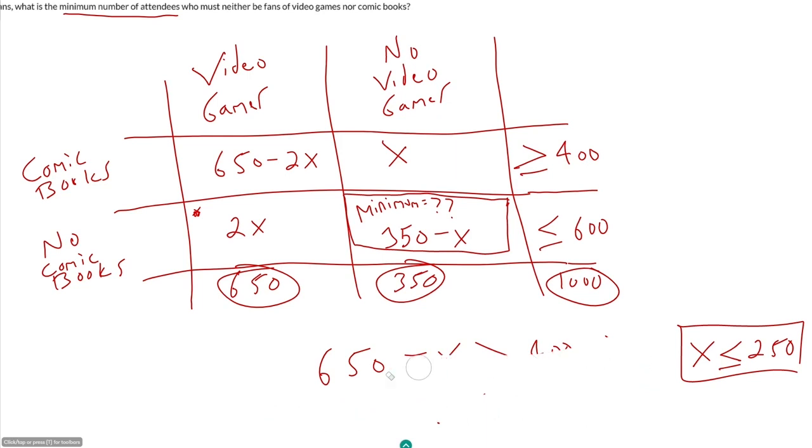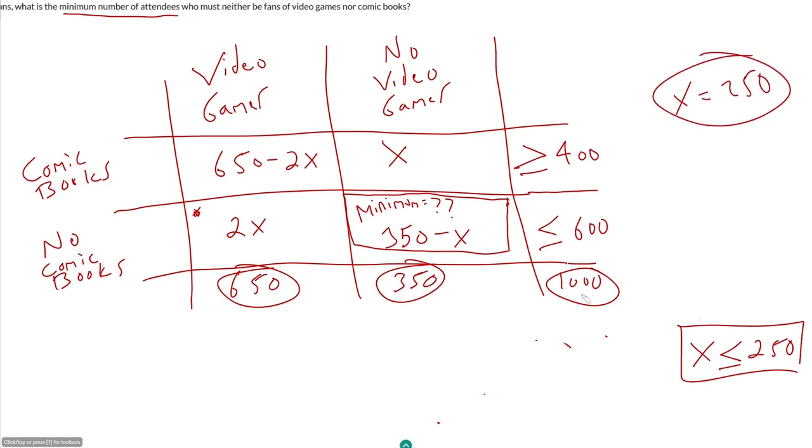Okay, so if X is less than or equal to 250, and I'm trying to minimize this box here, meaning I want to maximize what X is. That means I should set X equal to 250 because that is the maximum value X could be. And so 350 minus 250 is what, 100, right? Yes, so that should be our answer.